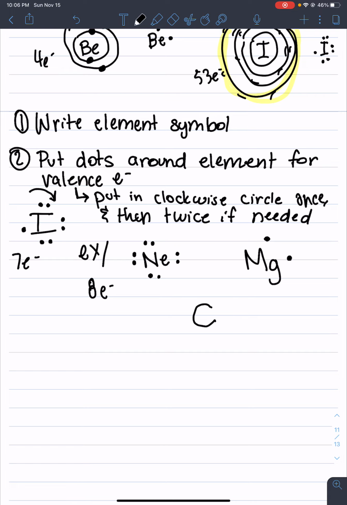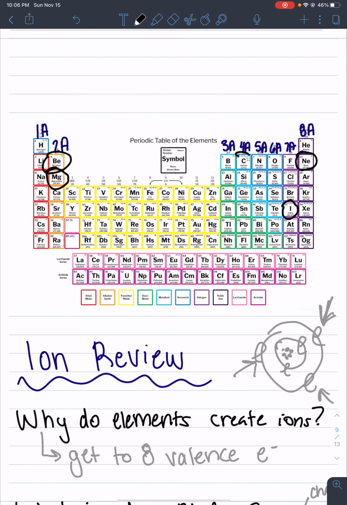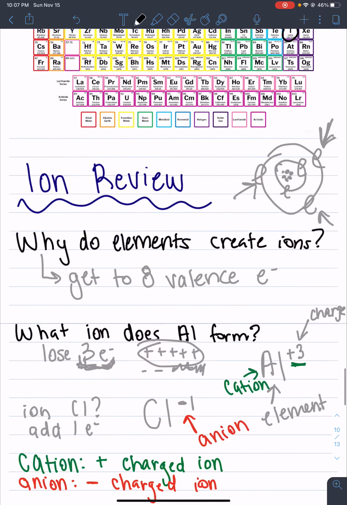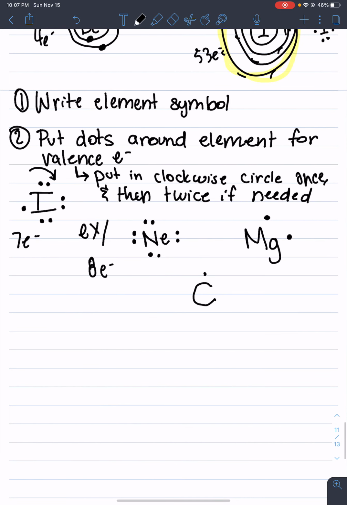So here's carbon. Find carbon in your periodic table. You'll see it's right up here in 4A. So it has 4 valence electrons. So we just go 1, 2. We're going in a clockwise circle. 3, 4. 4 valence electrons. That's your Lewis dot structure. So they're not too difficult to do, but you just have to get the practice and the hang of it.